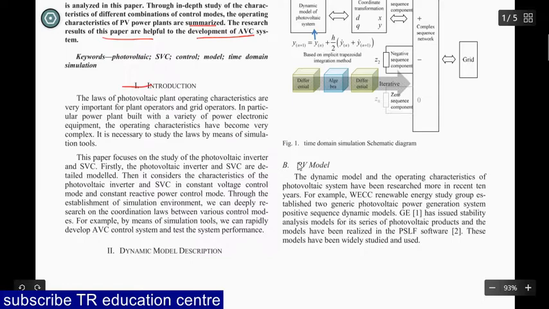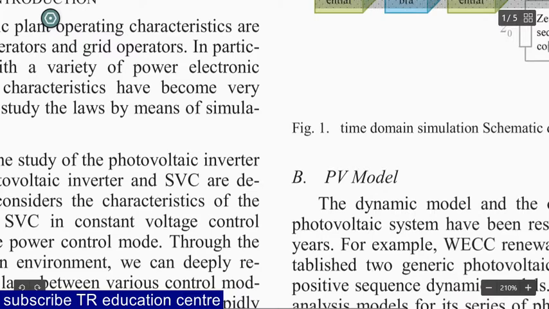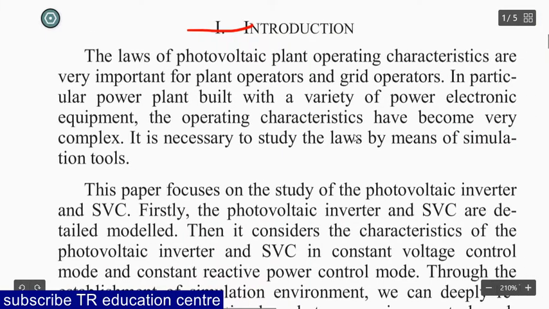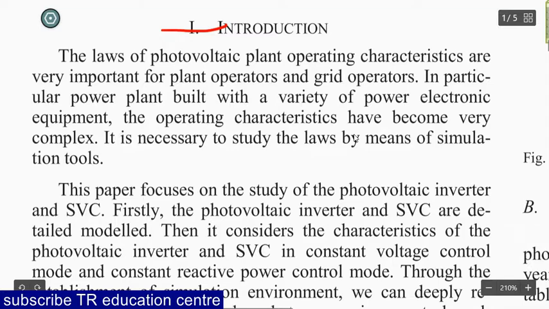According to the introduction, the law of photovoltaic plant operating characteristics is very important for plant operators and grid operators. In particular, the power plant is built with a variety of power electronics equipment, and the operating characteristics have become very complex. It is necessary to study the law by means of simulation tools. This paper focused on the study of the photovoltaic inverter and SVC.